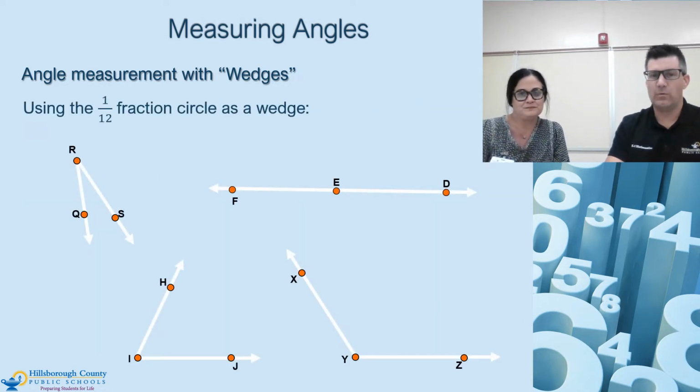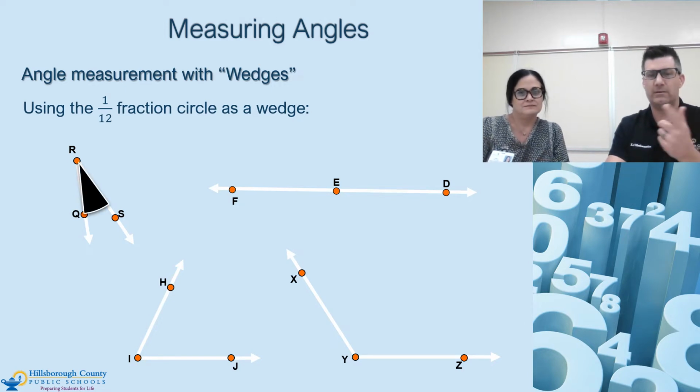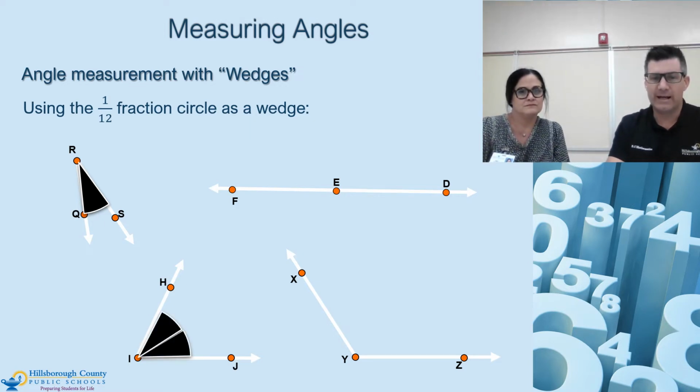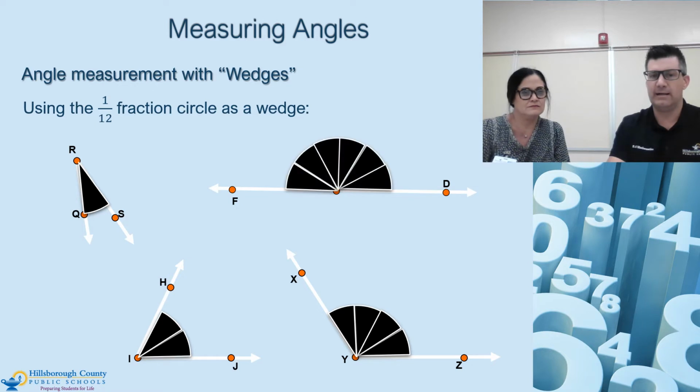Hopefully you did your wedge measuring activity. You had some different angles on your worksheet. You probably saw that with this angle here, QRS, I could fit about one of those little wedges in there. Angle HIJ, I could fit about 2 wedges. Angle XYZ, I could fit about 4. And on our straight angle, make sure we're letting students work with straight angles. We want them to see that that is an angle. Oh, I could fit 6 of them there.